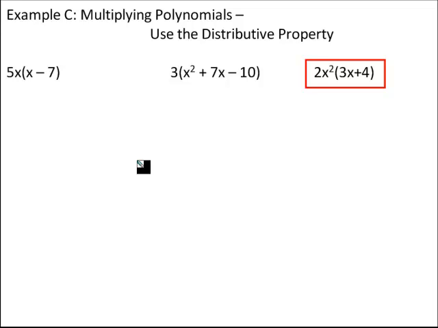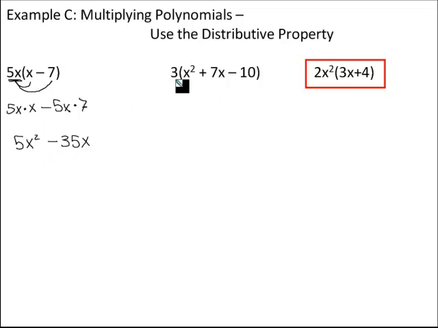Multiplying polynomials is just using the distributive property. We've used it before. We have posters in the room, the kiss your parentheses goodbye. We're just going to take what's on the outside and swoop it in to the inside. Okay? So here we have 5x times x. If you want to, we can write that out. This is going to be 5x times x minus 5x times 7. Okay? Or if you want to just do it right away, 5x times x is going to be 5x squared. 5x times a negative 7 is going to be a negative 35x. And then we cannot reduce anymore because we don't have like terms.